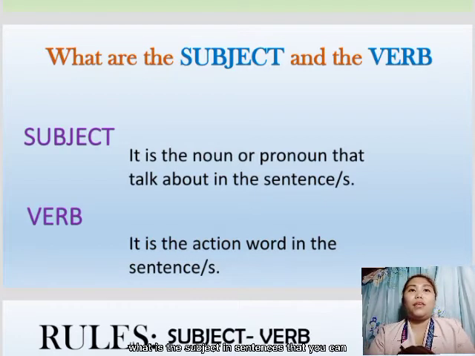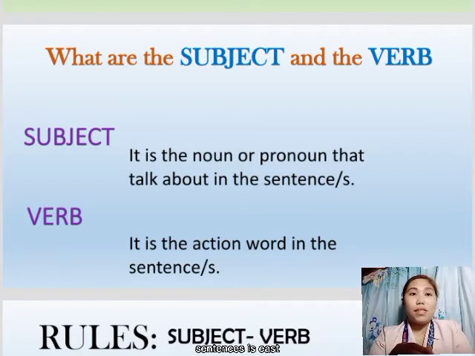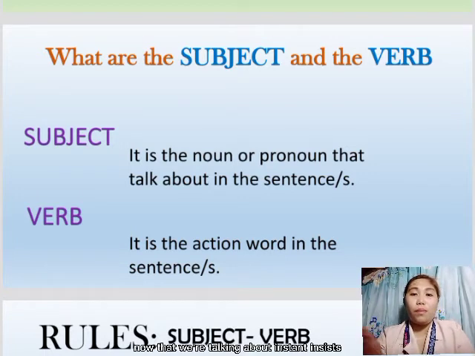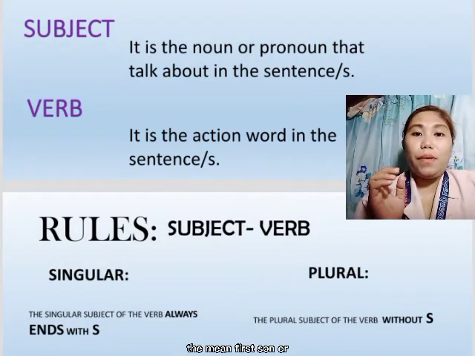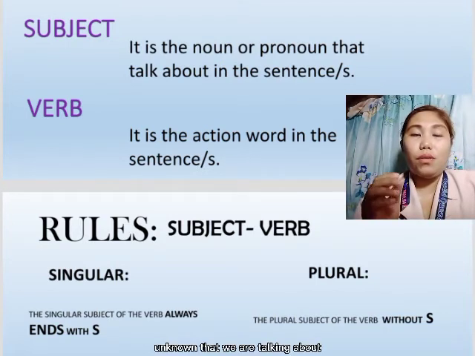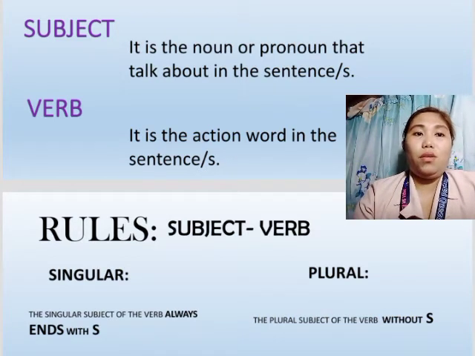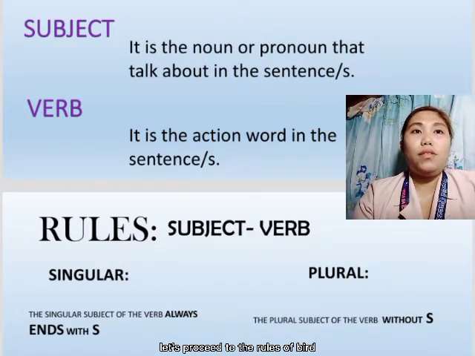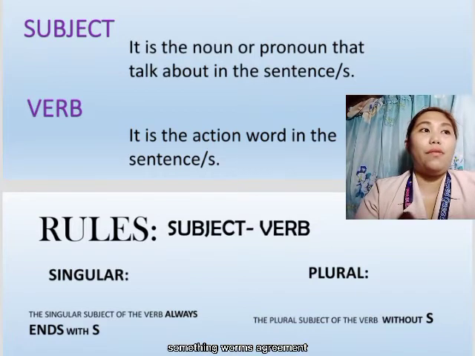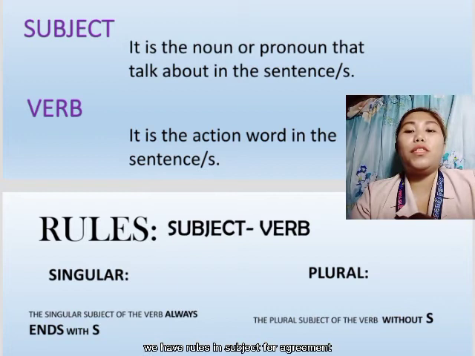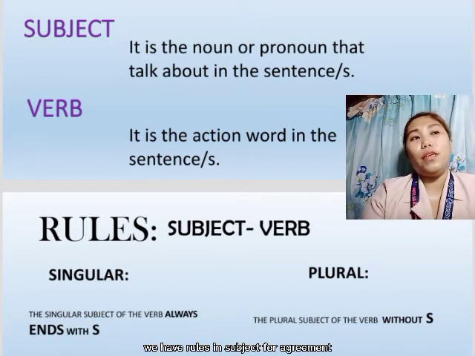What is the subject in sentences? The subject in a sentence is the noun or the pronoun that we're talking about in the sentence, the main person or noun that we are talking about. And the verb is the action made by the subject. So let's proceed to the rules of subject-verb agreement.